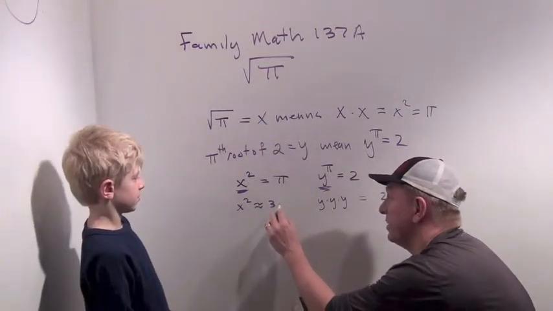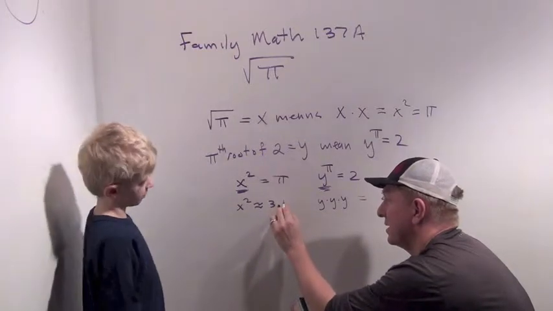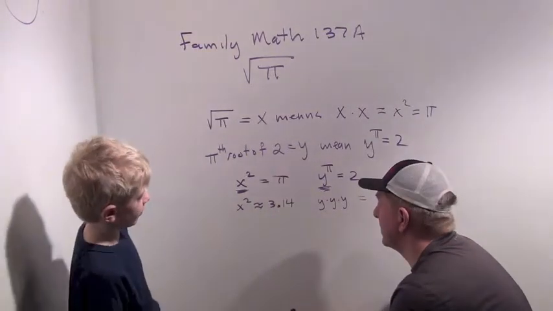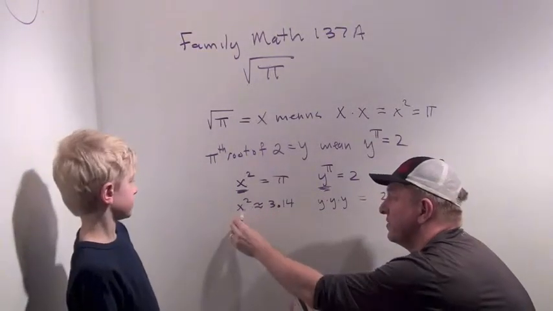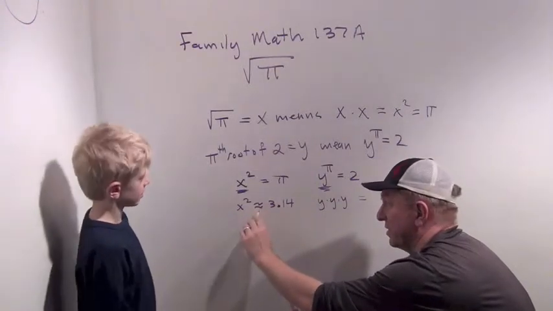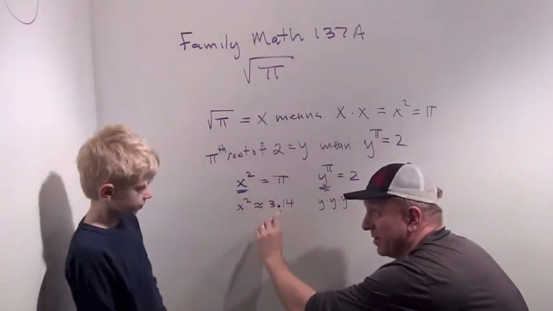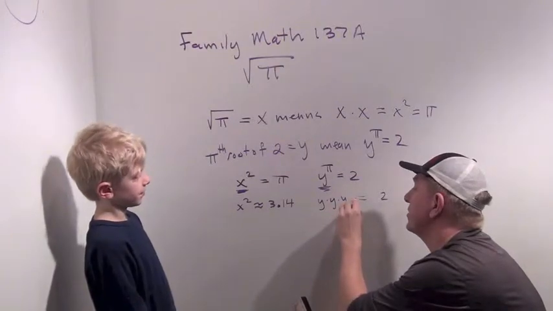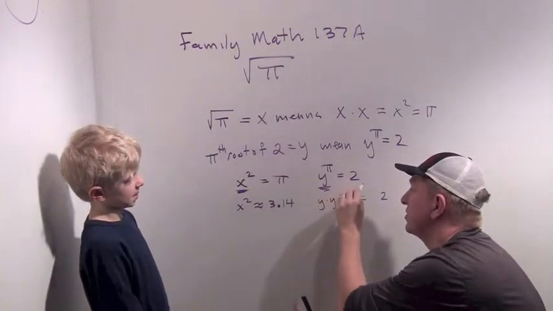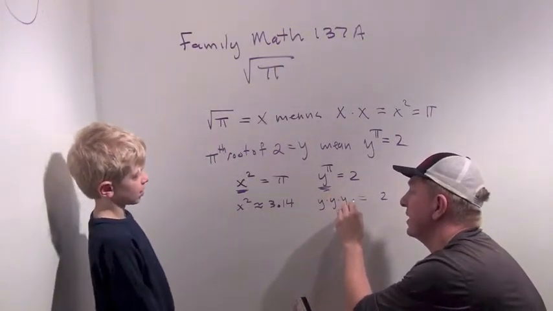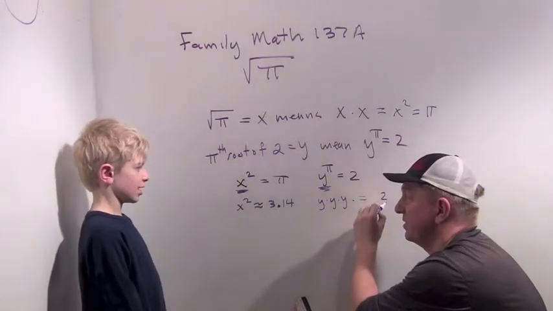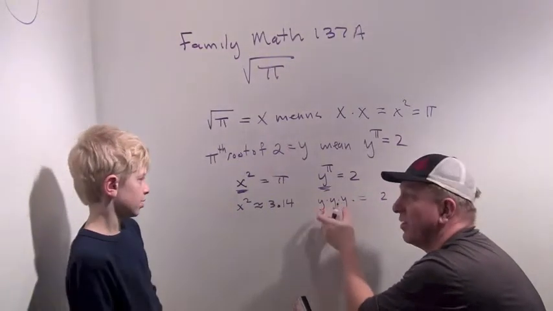But it's even a little bit bigger, right? Pi is 3.14159, so this is actually even bigger than our approximation. So the one we thought was bigger is actually even bigger. And the y cubed is smaller than 2, because you have to multiply by a little bit more just to get it up to 2. So this one's even smaller than we thought.